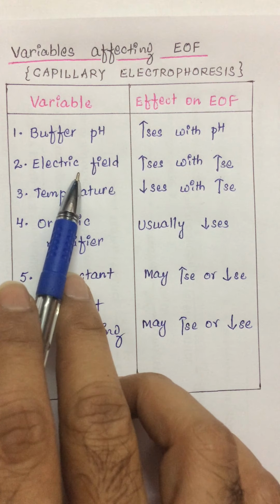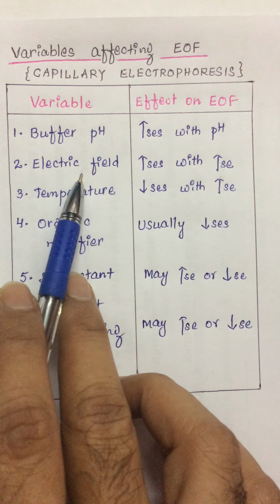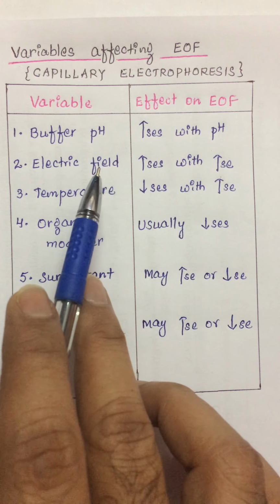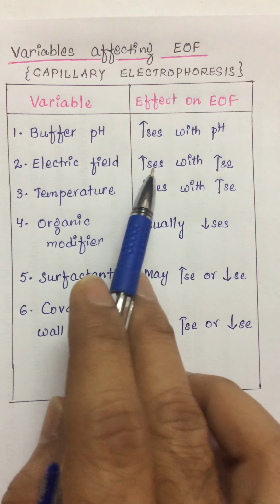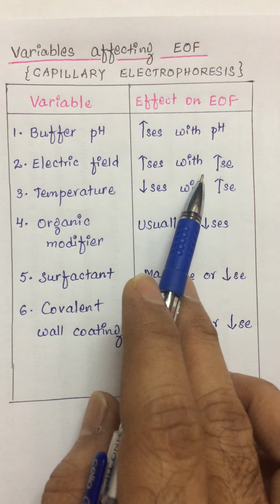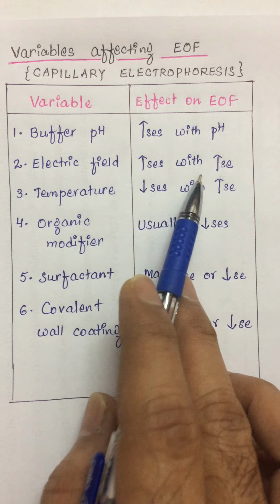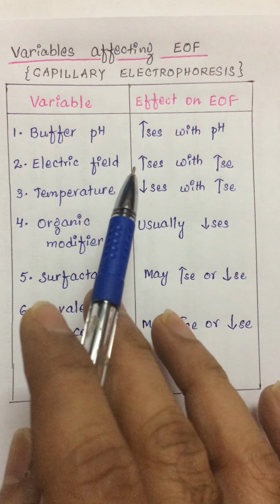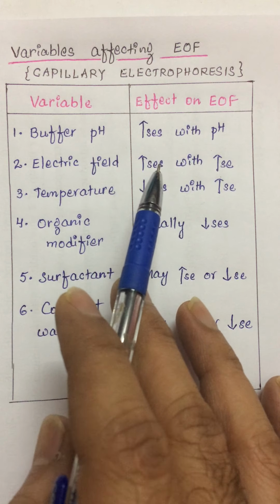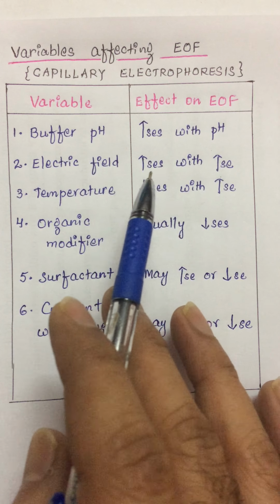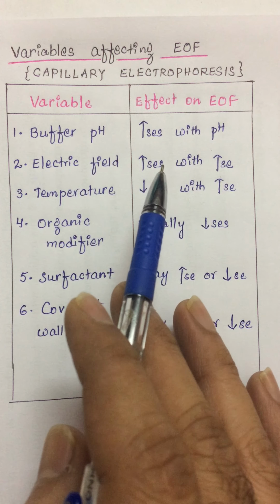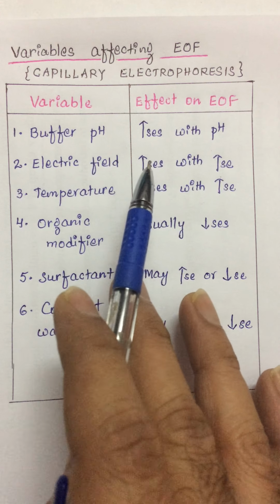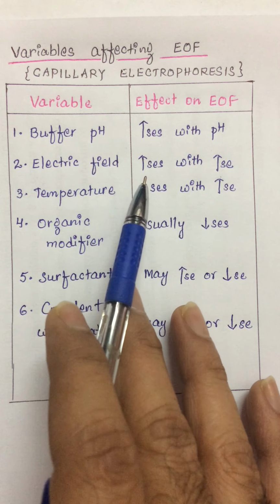The second important one being the electric field. Osmotic flow changes proportionally with the electric field. So osmotic flow increases as the electric field also increases. But whenever the electric field is very high, more amount of heat is generated in the capillary. This may lead to production of sparks, or it may also lead to short circuits. So this heating in the presence of electric field is called Joule heating.